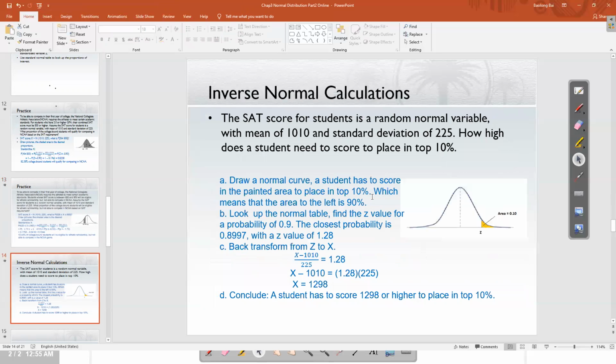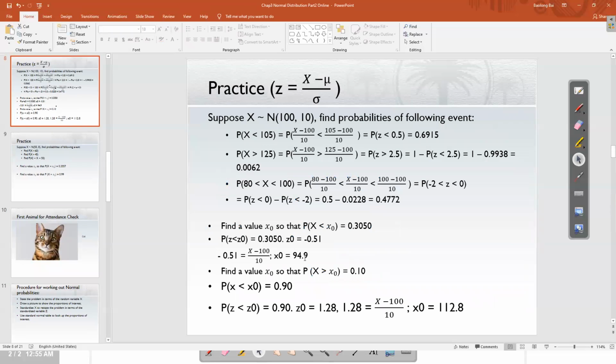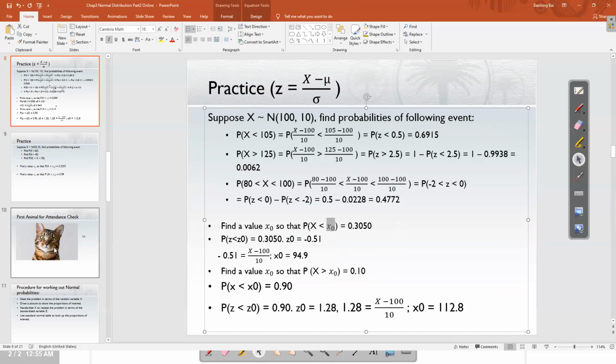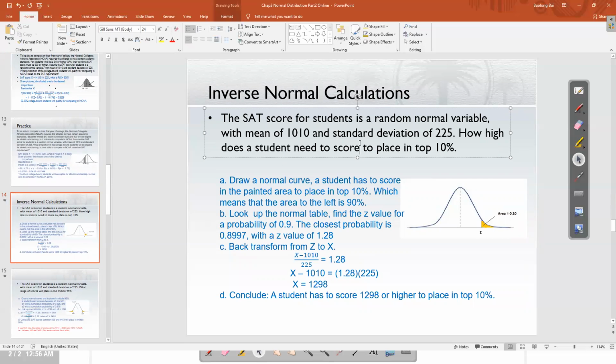Right? So here, this is another practice, and this is for looking up the cutoff point. So just like what we did over here, look up a cutoff point, X, okay? So here, the SAT score for students is a random normal variable with mean of 1010 and standard deviation of 225. So basically that gave us the same information as what we talked about earlier. It gave us the normal distribution, right? With parameters provided. And then the question is, how high does a student need to score in order to be placed in the top 10%?